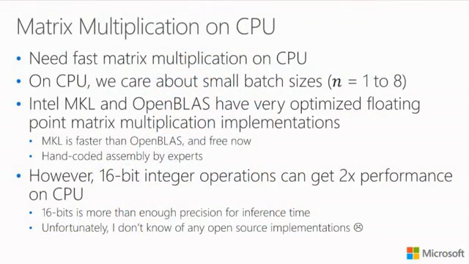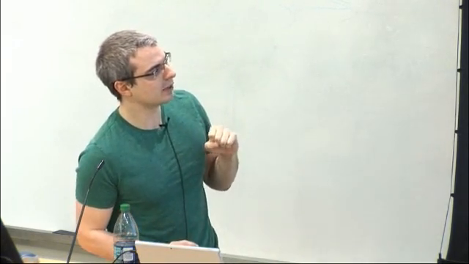So the second thing is that we need fast matrix multiplication on the CPU. We care mostly about small batch sizes of 1 to 8, because 1 is a single sentence, and 8 is our maximum beam size. There are two very optimized floating point matrix multiplication implementations. MKL is very fast, and it's actually free now. Both of them use hand-coded assembly by CPU experts.